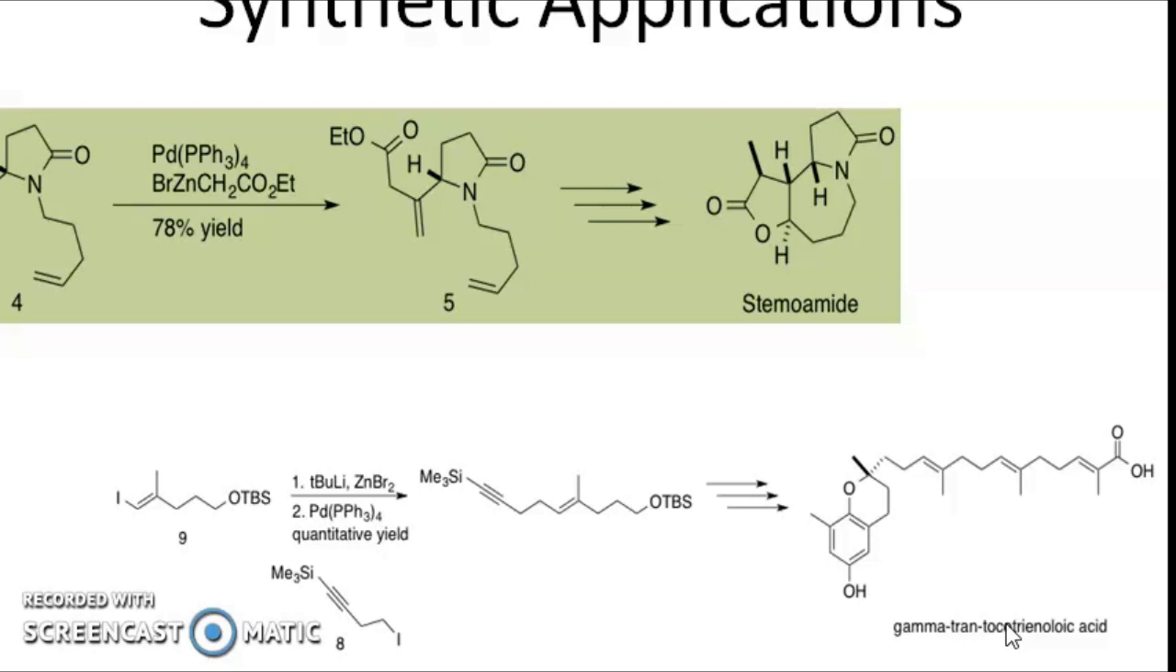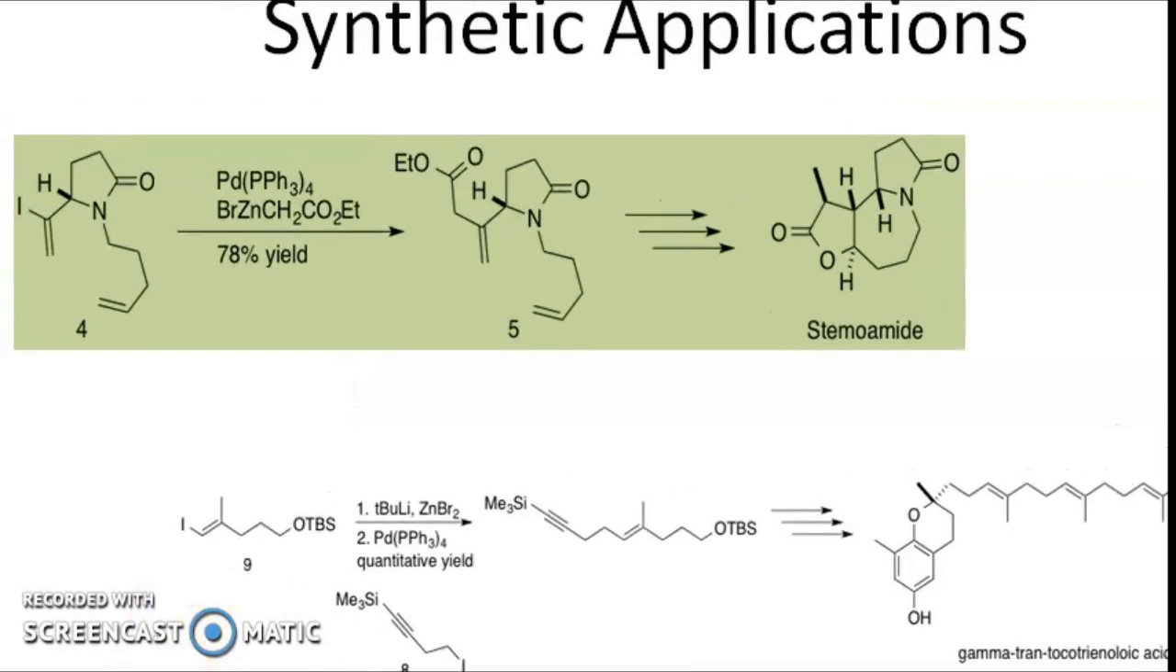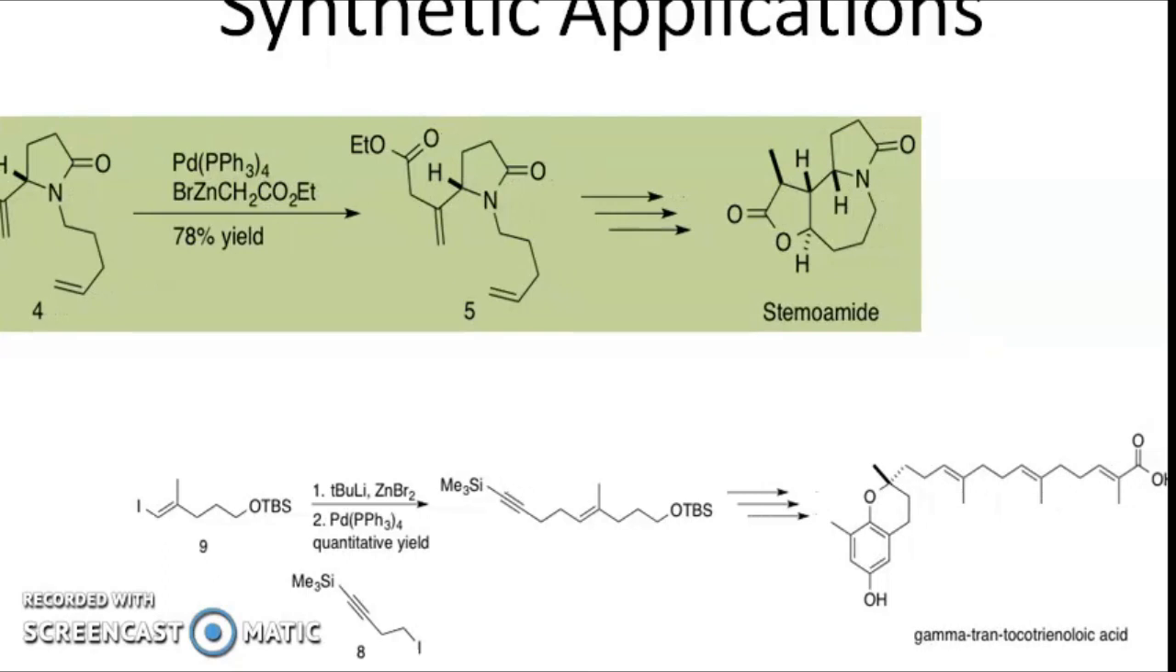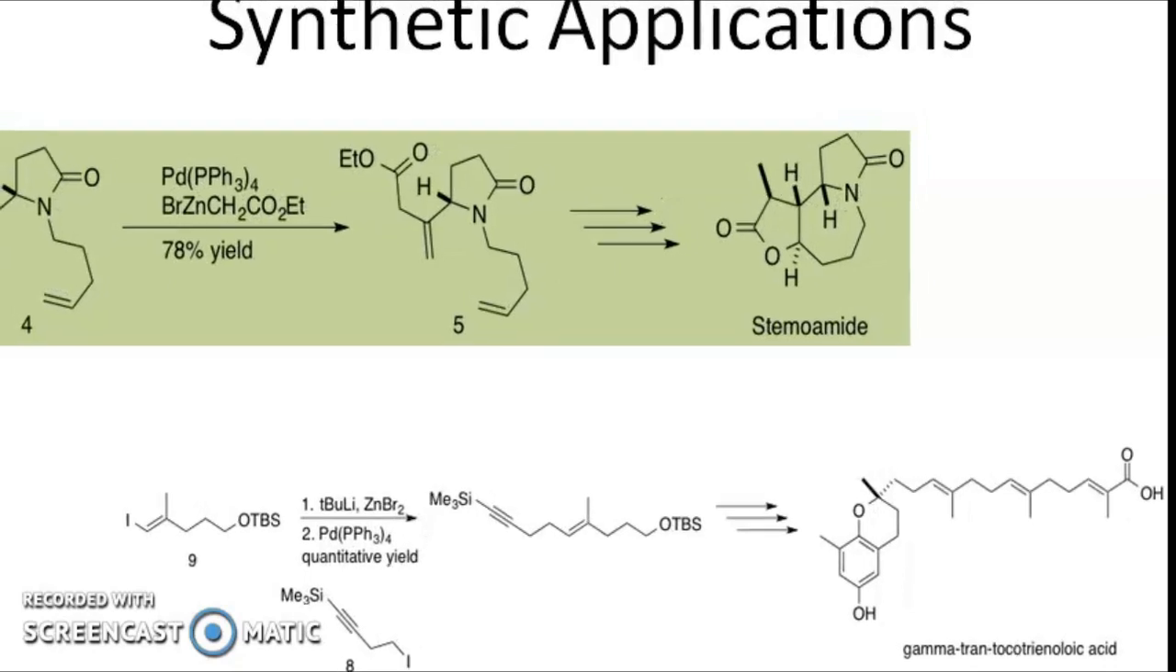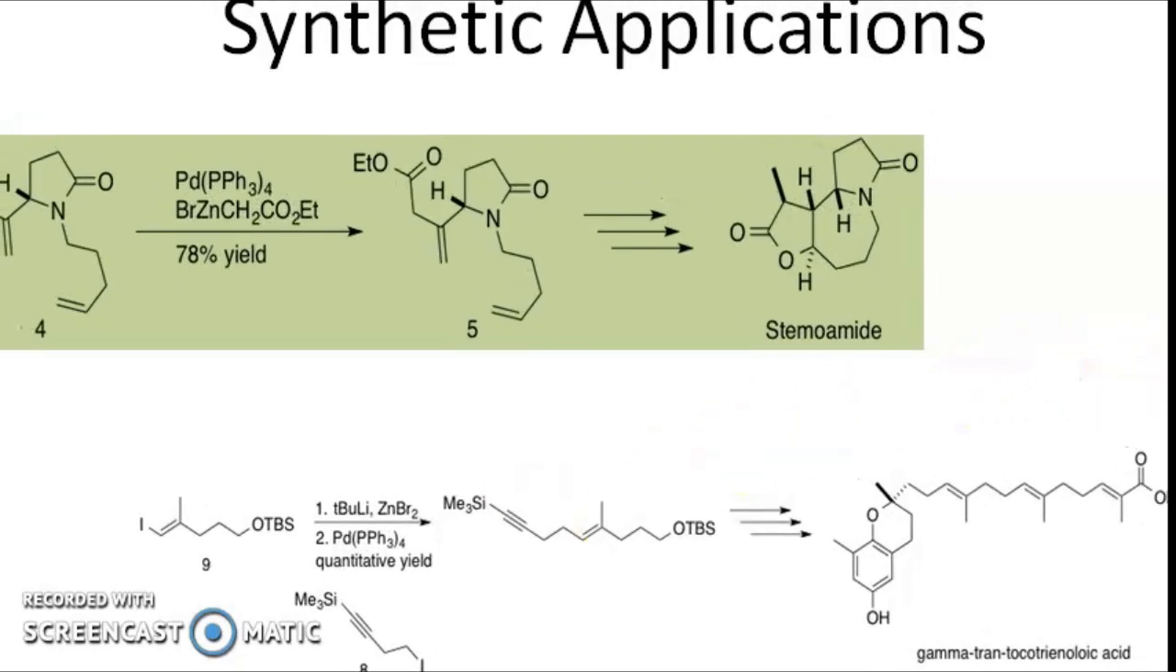The dosage of the chemotherapeutic drug can be reduced. So the side effects because of the chemotherapeutic drug can also be reduced. So these two synthetic applications you just remember: the synthesis of stemoamide, which is used in Chinese and Japanese folk medicine, and the synthesis of gamma-trans-tocotrienoloic acid. Okay, so this is in general about the synthetic applications of Negishi coupling.